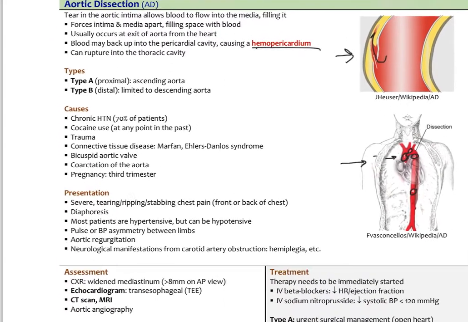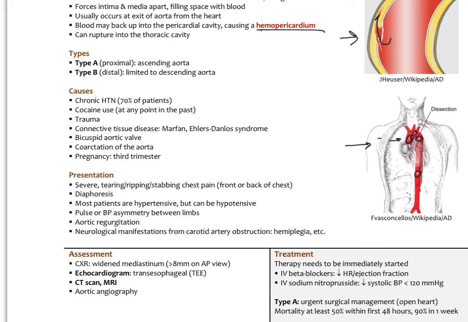The cause is most typically chronic hypertension. That's in up to 70% of patients. Interestingly, cocaine use predisposes to aortic dissection no matter when a person used it in their history, so at any point in the past. Also trauma, connective tissue diseases like Marfan syndrome and Ehlers-Danlos, same as we saw with the aortic aneurysms, and having a bicuspid aortic valve.